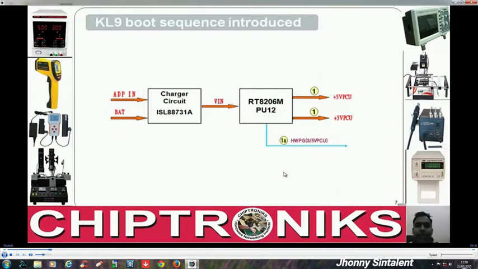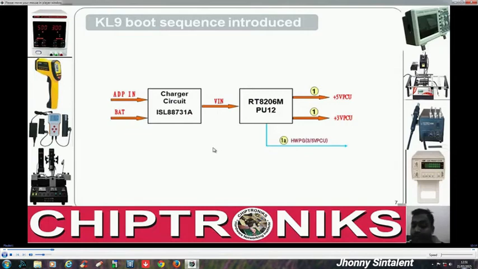Okay, and now let's start with the starting process. How does the hard start work? Basically, what is the sequence in the hard start? We'll go through it briefly, and I'll explain each point, each section in detail, right? This is the adapter in and the battery, they enter the charger circuit, and here the charging IC is ISL88731A. I am talking about the Lenovo Y470.